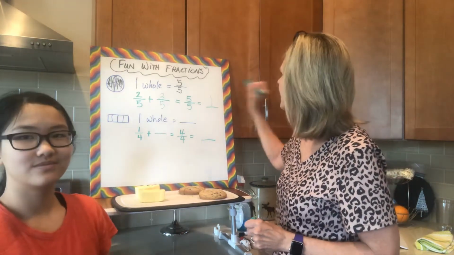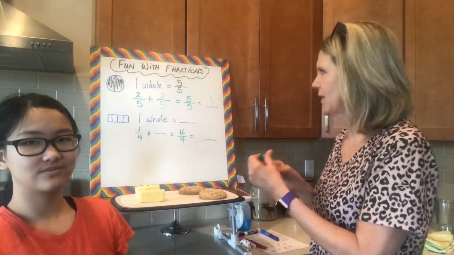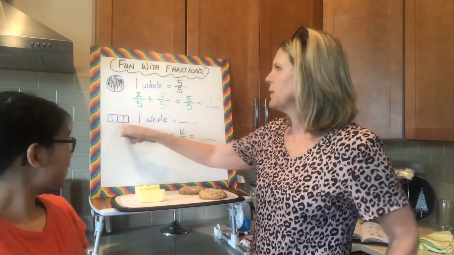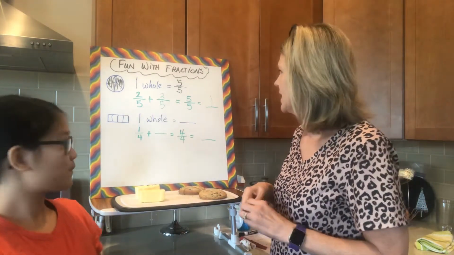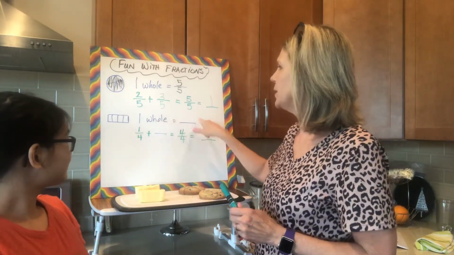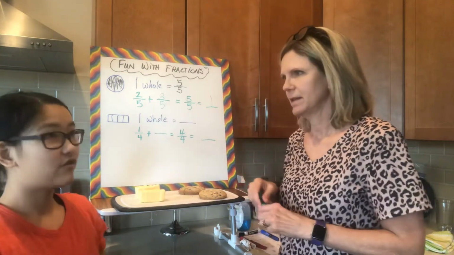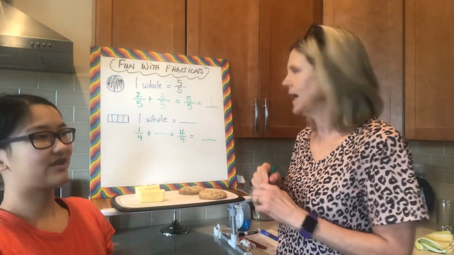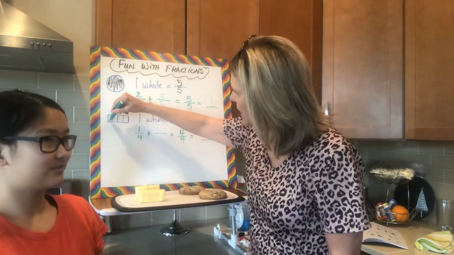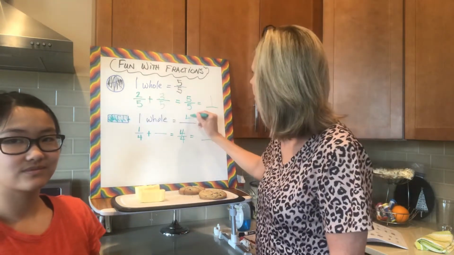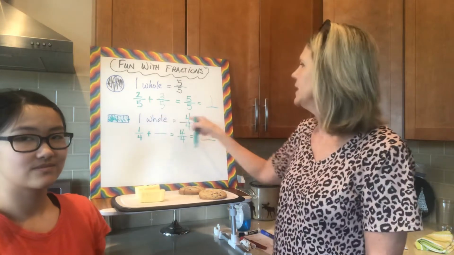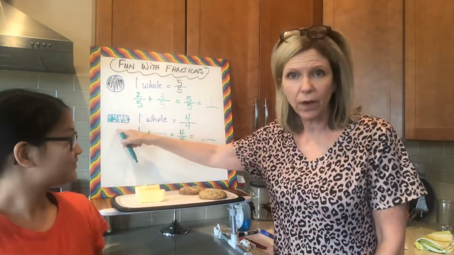1 whole, exactly. Okay, now let's take our stick of butter. Let's just say we divided our stick of butter into 4 pieces, okay? 1 whole would be the same as what? 4/4. Yeah. If I were to shade in all 4 of those pieces, I'm shading in 4/4. So 1 whole here is the same as 4/4.